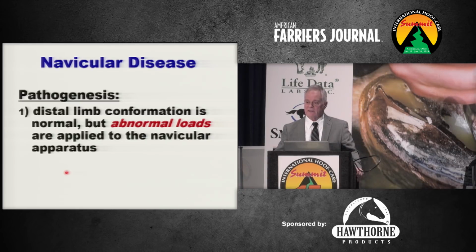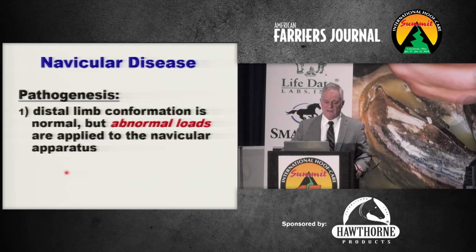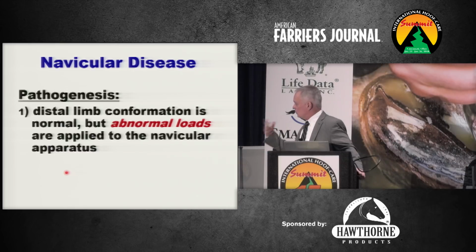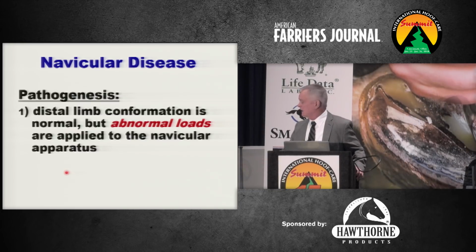So how does it happen? Now, for sake of discussion, I'm going to break this down into two very black and white scenarios. Obviously, in real life nothing works that black and white, so it's almost always going to be a blend. But for thought processes, I'm going to break it into two very separate scenarios. The first that I'd like you to think about is that the horse has what we'd consider normal distal limb conformation, but somehow it has abnormal loads applied to its navicular apparatus, and in that way disease will result.